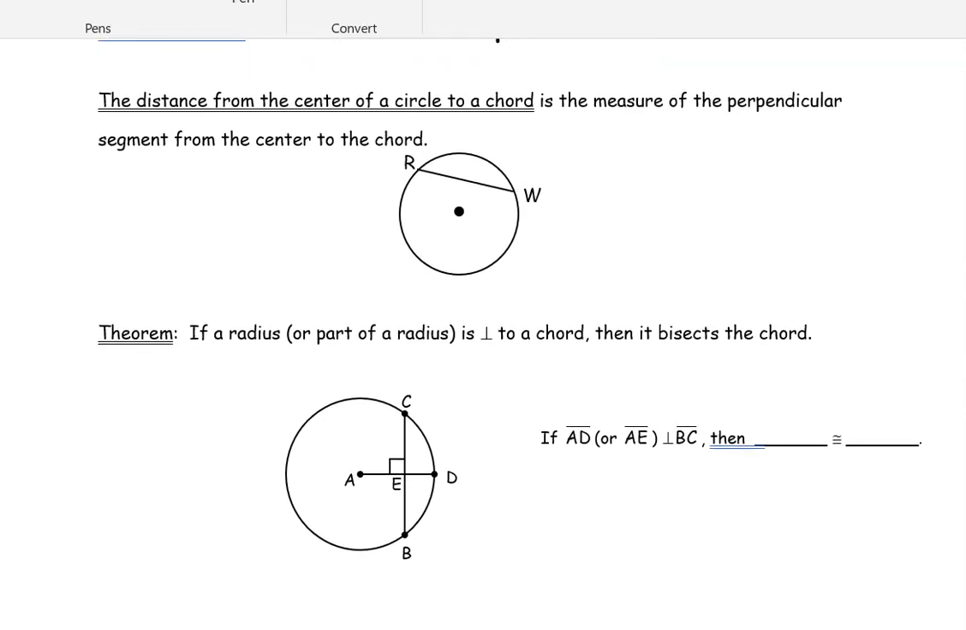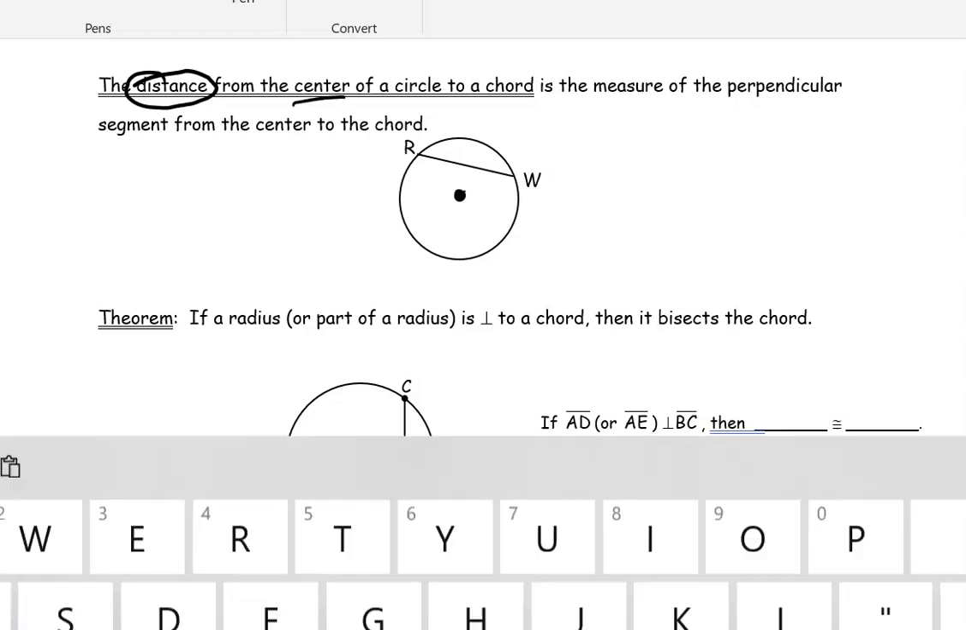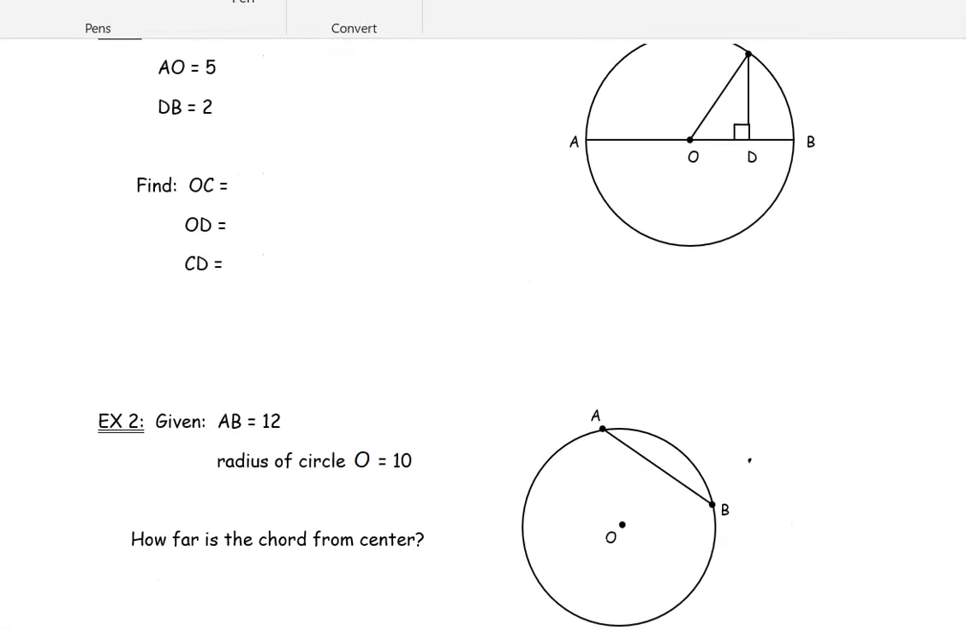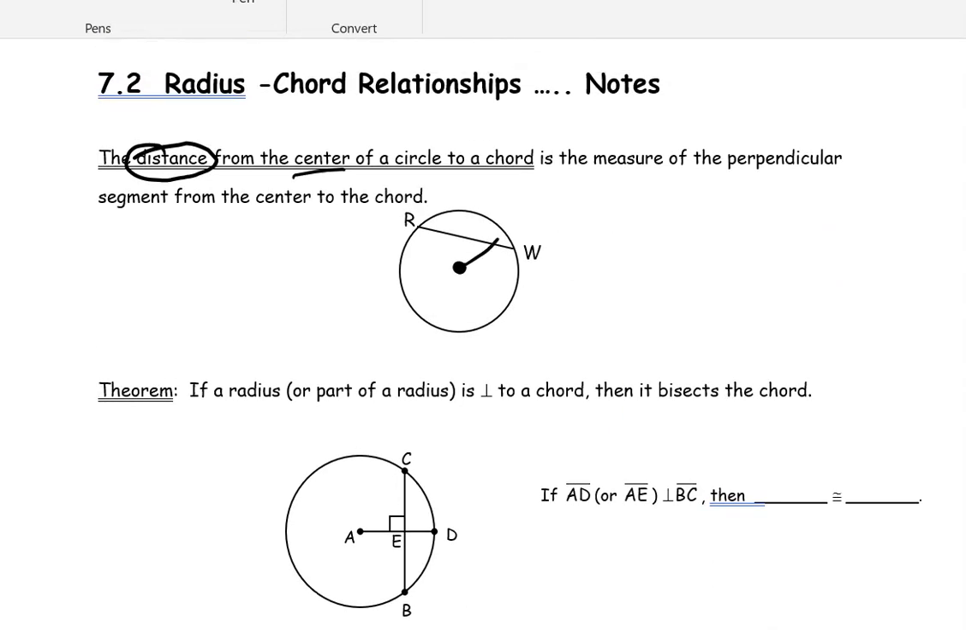It says the distance from the center of the circle to a chord is the measure of the perpendicular segment from the center to the chord. So what that's just saying is, if you're ever asked what is the distance from the center of our circle, so from this dot here, to the chord, that distance is always asked because if we look at it, we really can go some different ways to get to this, and these would all go to the chord, but all of these lengths are going to be a little bit different.